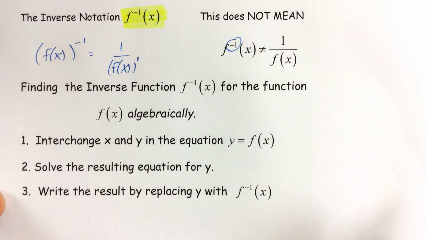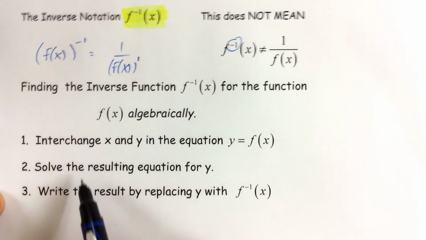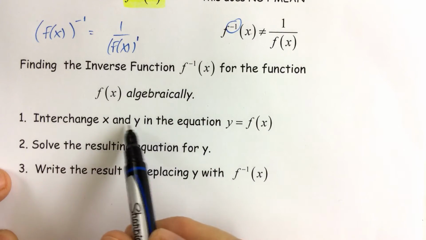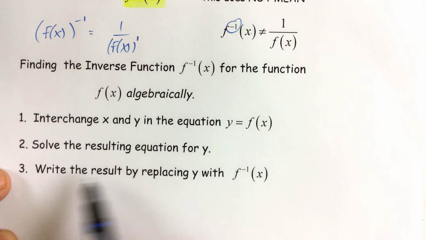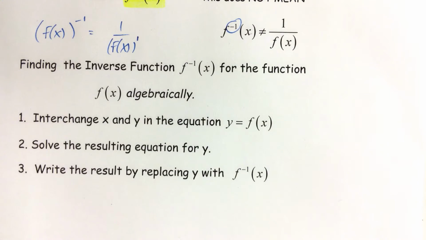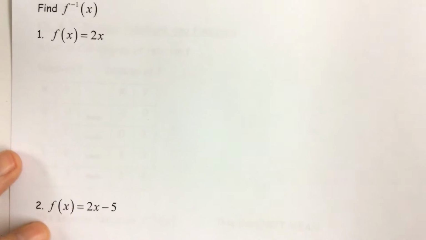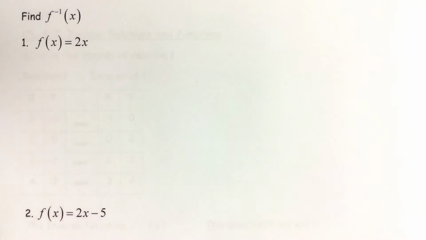So there's some steps here as we work through some of the examples. We're going to be finding the inverse function when we're given the function f of x, and these are the 3 steps. You interchange x and y, solve for y, and whatever you get for y is actually your f inverse of x. So let's go ahead and look at example number 1, in which we're going to take the function f of x equals 2x, then we're going to find f inverse of x.